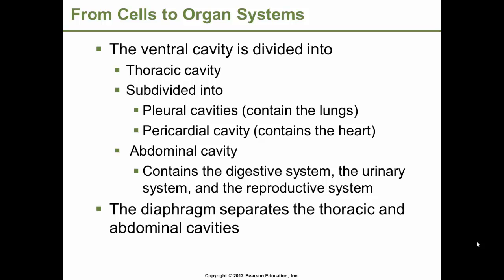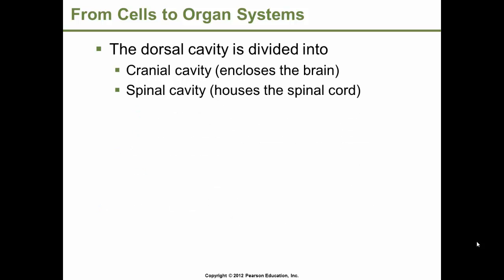The abdominal cavity contains the digestive system, the urinary system, and the reproductive system. The diaphragm serves to separate the thoracic and the abdominal cavity. The dorsal cavity can be divided into the cranial and spinal cavity. The cranial cavity encloses the brain, whereas the spinal cavity houses the spinal cord.